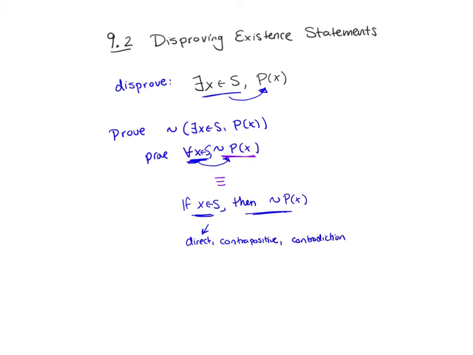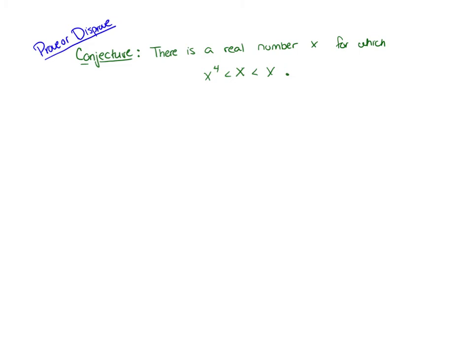And we'll see some examples of that. Okay, let's look at an example here. So let's prove or disprove the following. There is a real number x for which x to the fourth is less than x squared.